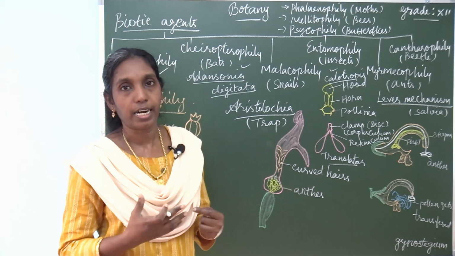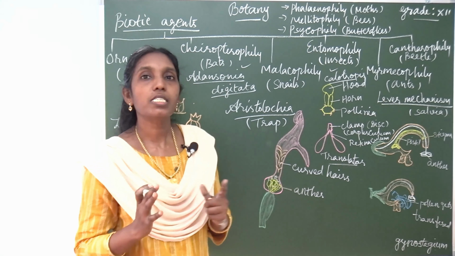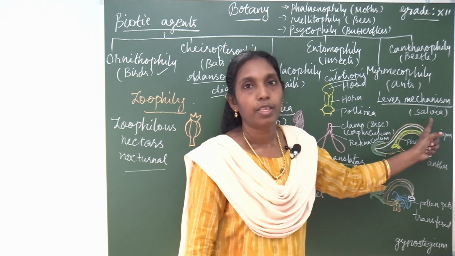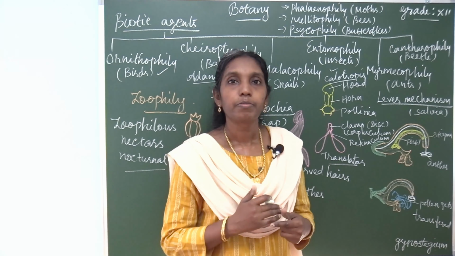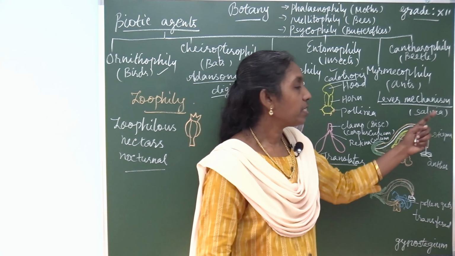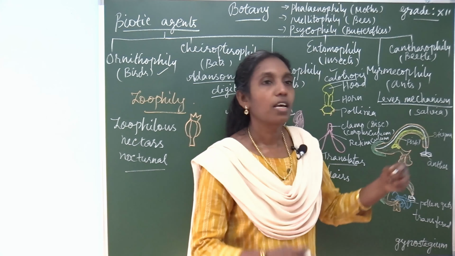So let us see some examples. There are some mechanisms adapted to pollination. We are going to see three examples. The first mechanism is called the lever mechanism. There are certain mechanisms based on the adaptations of the flower. For these pollinating agents, by the mode of pollination, some mechanisms are reported. First, one type of mechanism is the lever mechanism. This is reported in the plant Salvia.